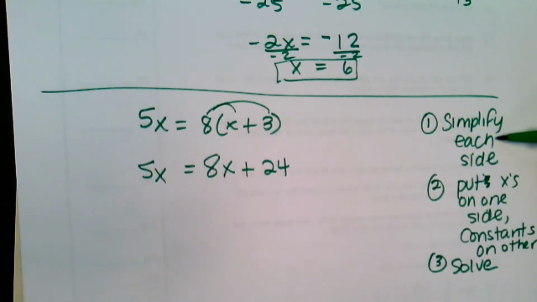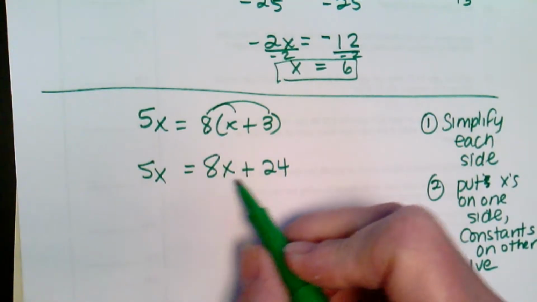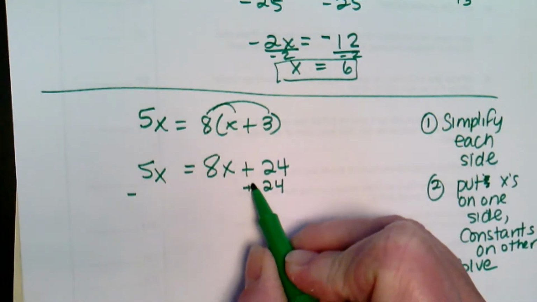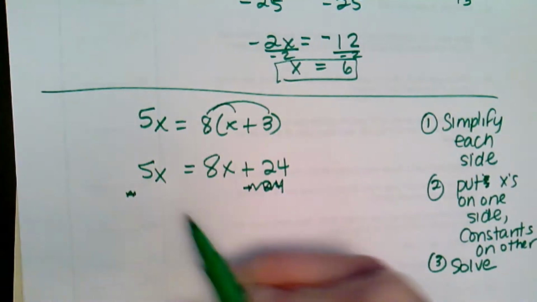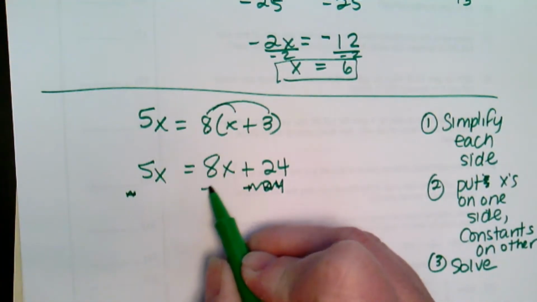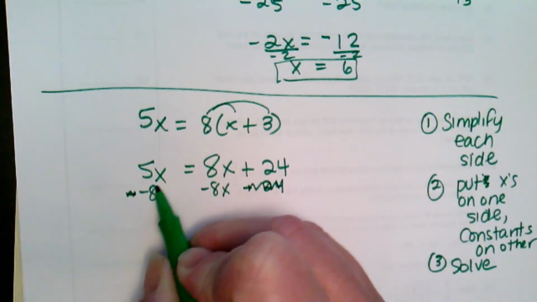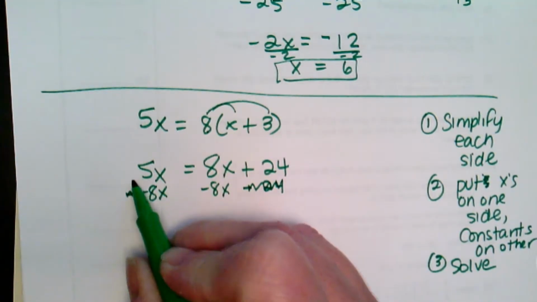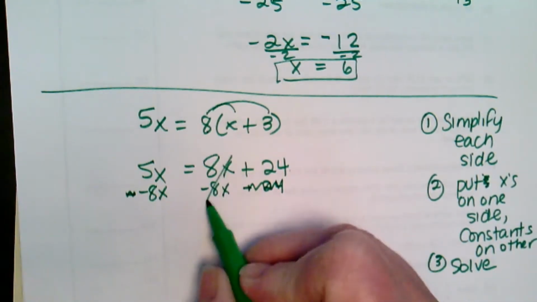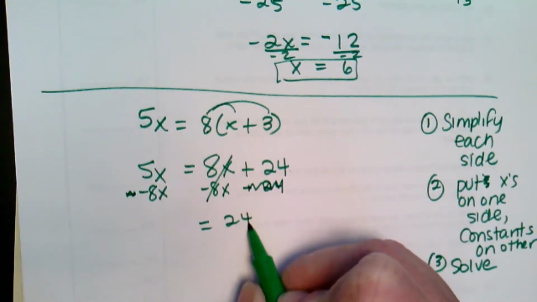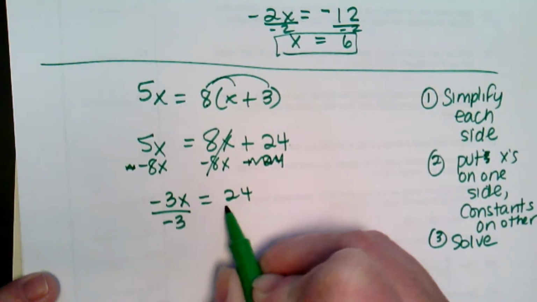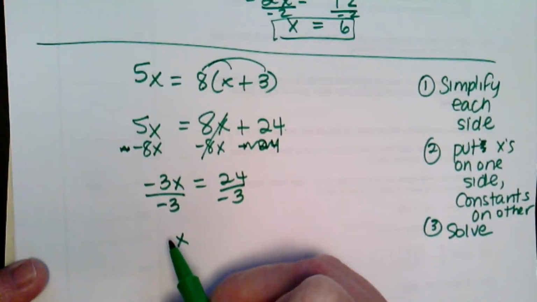Alright, so we did number 1. Number 2, we want our x's on one side, constants on the other. So, sorry, didn't see that that was a 5x. So minus 8x. I was thinking that was a 5 and not a 5x. So I'm trying to get my x's on one side, my numbers on the other. And then solve for my variable.